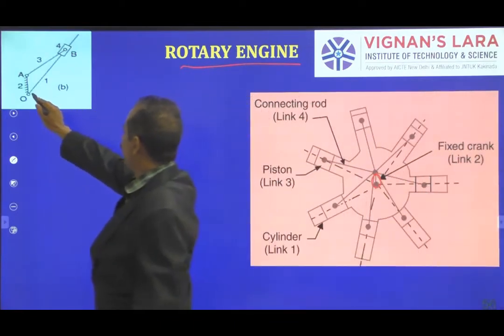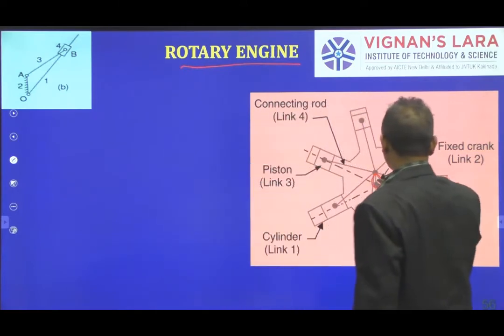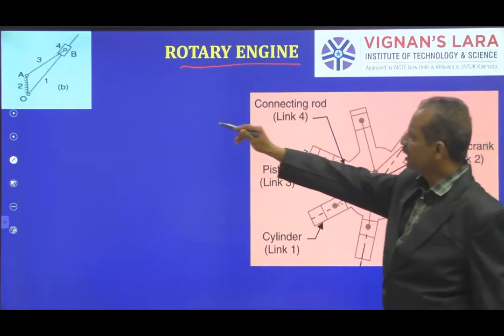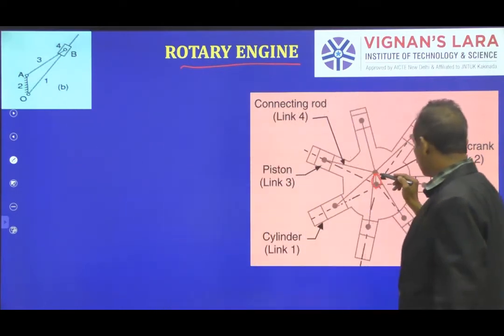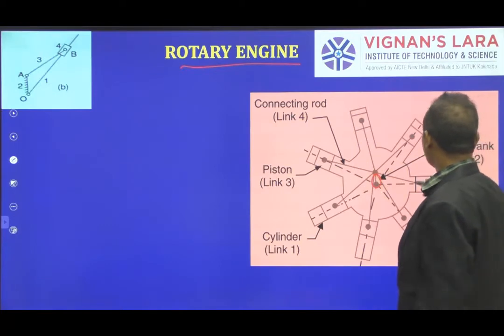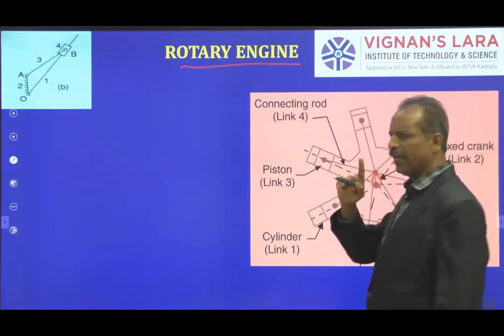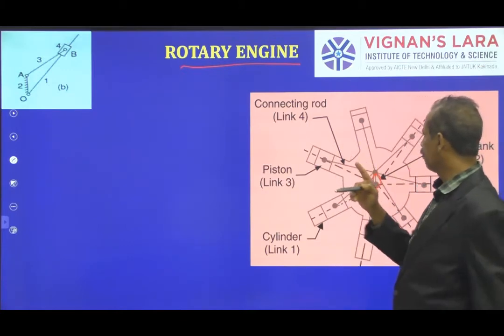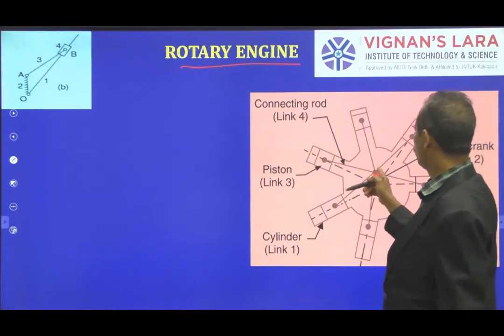So that is nothing but link number 2. This is the link number 2. Exactly what here we have shown, that is this one. So they are all connected by various connecting rods and these pistons. So you take only one in your mind to recall that mechanism here.